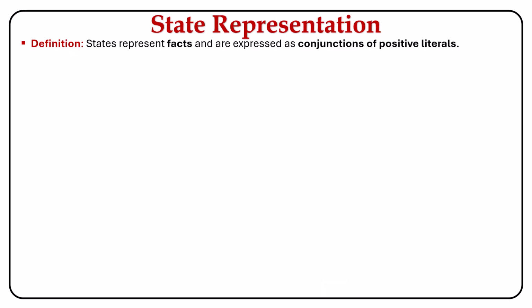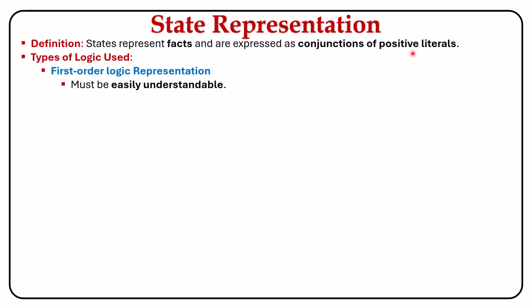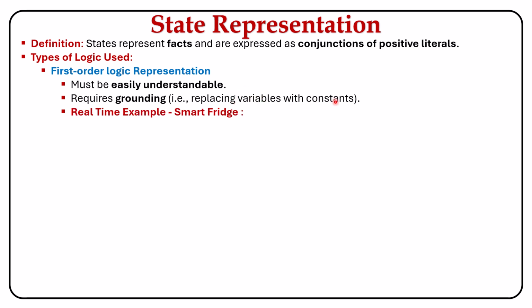Now let's learn about state representation. Yes, the states represent the facts and are expressed as conjunctions of positive literals. The types of logic used to represent the state are, the first comes first order logic representation. Yes, it must be easily understandable. It requires grounding. That is, we are replacing the variables with constant. We should not use variables in first order logic. Instead, we have to use the constants.